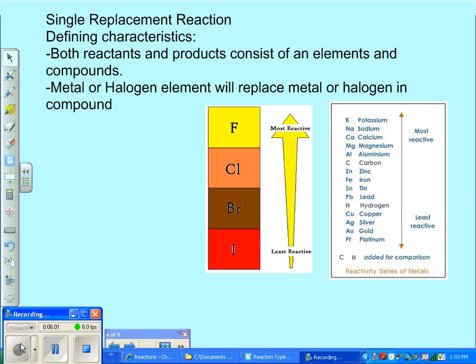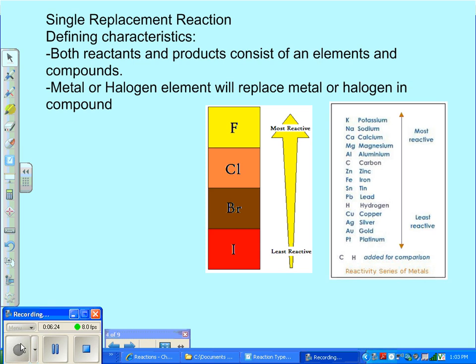Okay, the next one, a little bit harder to recognize just by looking at the equation, is called a single replacement reaction. The characteristics are that both reactants and products will consist of elements and compounds. We can have these reactions with metals or halogens, and we'll see an example of what that looks like here. A metal can replace another metal in a compound, or a halogen can replace another halogen in a compound.